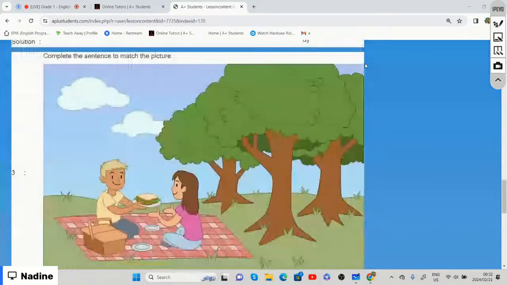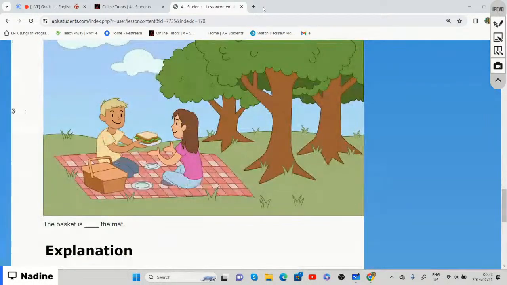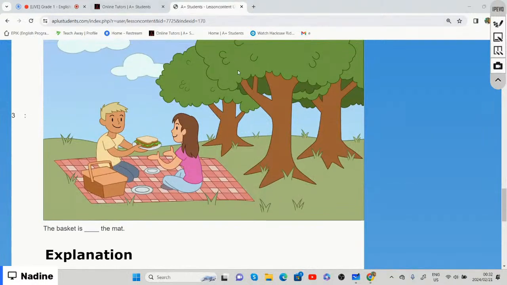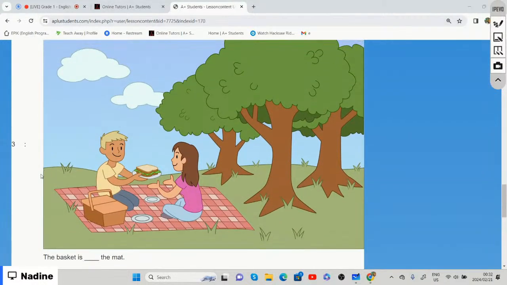All right. Let's do one more and then we go to our test. The basket is the mat. So they are sitting the mat. Where is the basket?